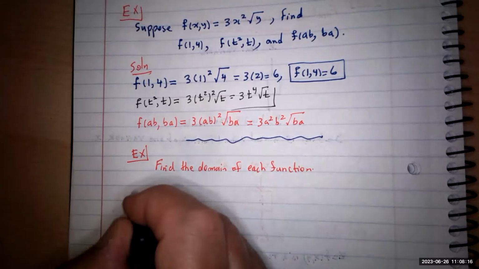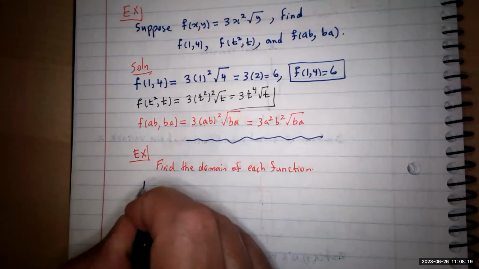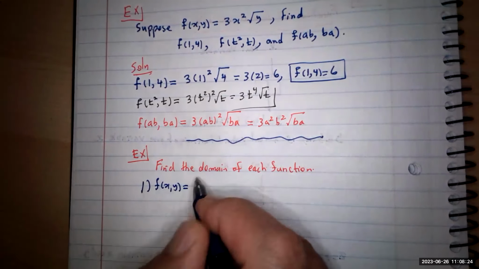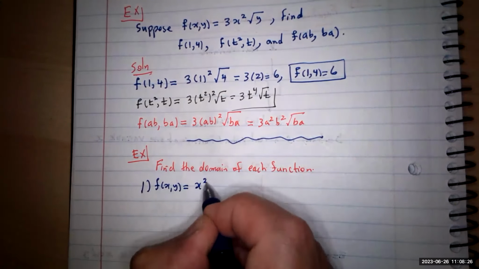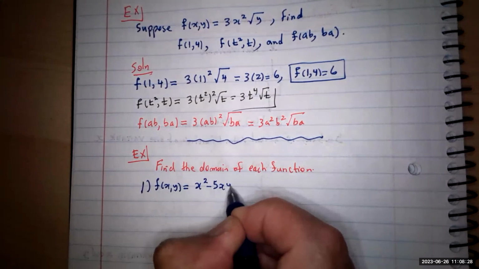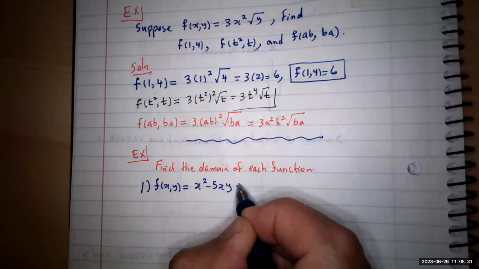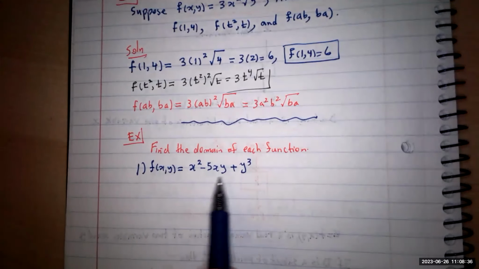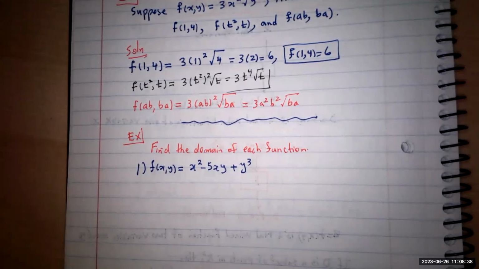So the first group is, of course, the famous one, f of x comma y equals x squared minus 5x times y plus y cubed. Again, as with a function of one variable, you look at these operations. The operations are addition, subtraction, and multiplication. And x and y are numbers. So we know that there is no restriction for adding, subtracting, and multiplying. So this function is defined everywhere.